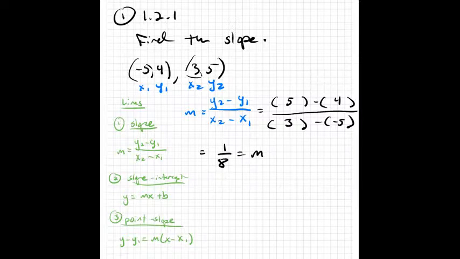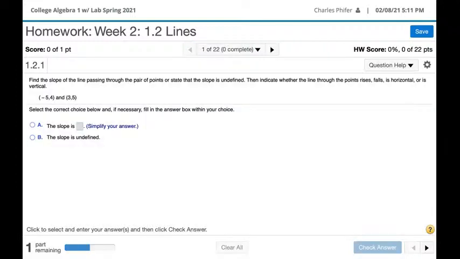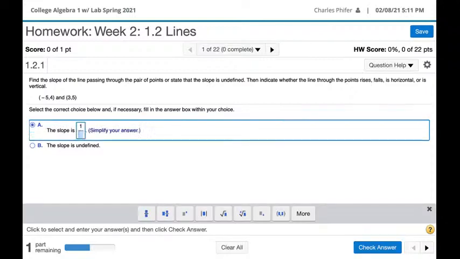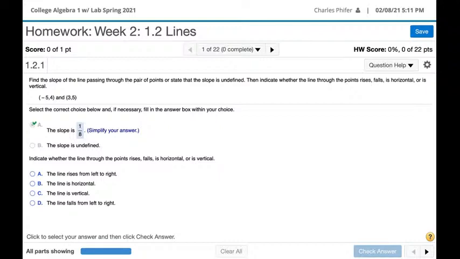Okay, so let's go back and answer the question that was being asked. This is our final result. The slope is 1 by 8. Now if we were to draw this line, because the slope is positive, that means as we trace it left to right, it's going to go up. So the line rises as we trace it left to right because it's a positive slope.